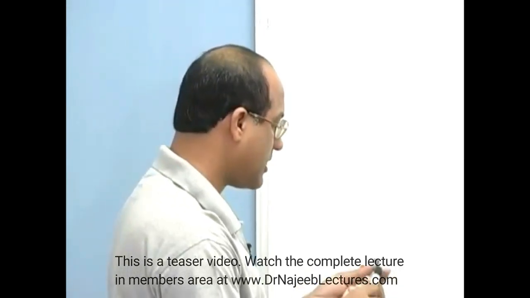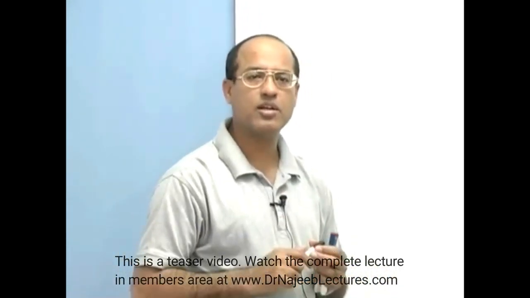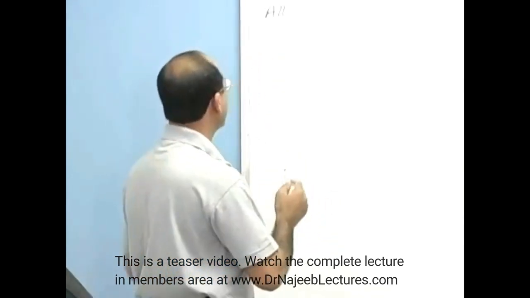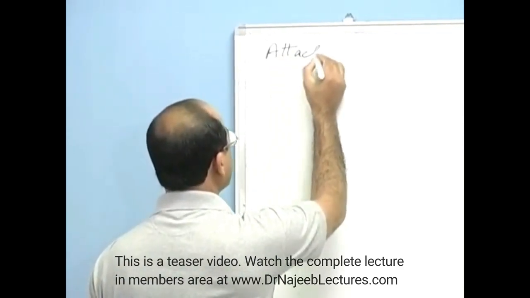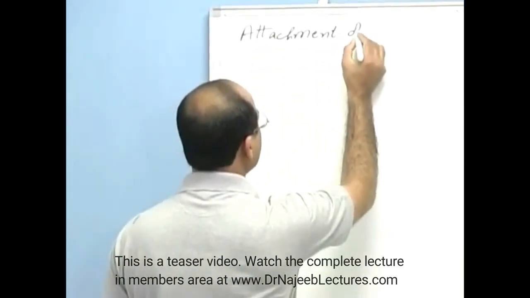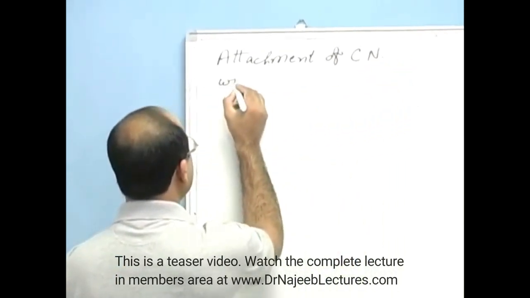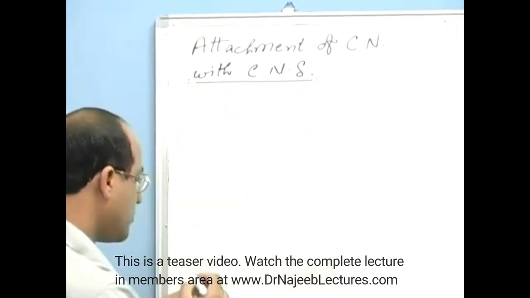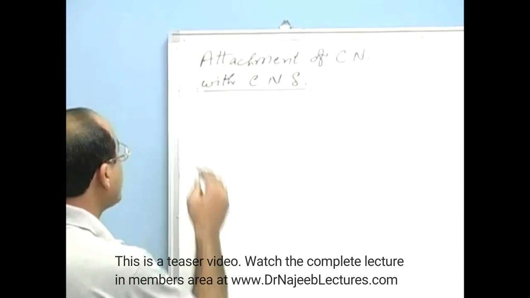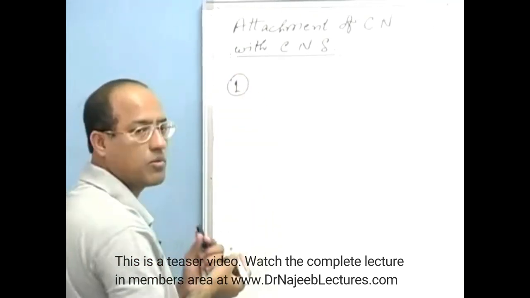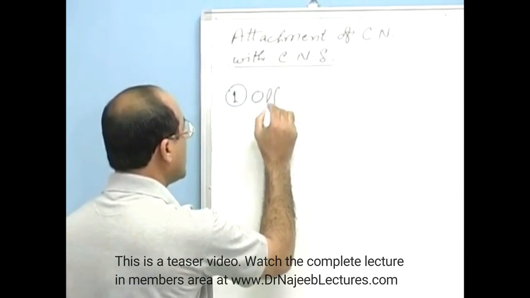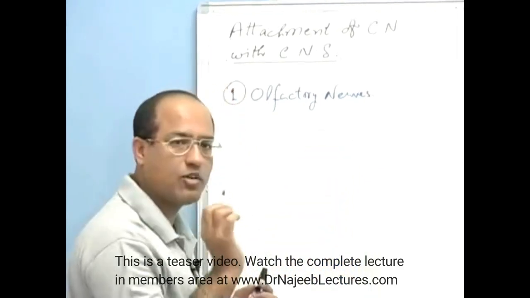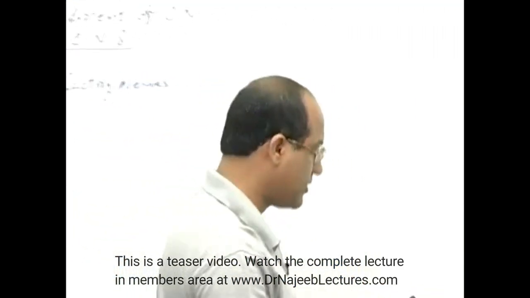Talking about the cranial nerves, first of all we will discuss what are the exact points with the central nervous system where cranial nerves are attached. So, attachment of cranial nerves with the central nervous system. Now first of all we will talk about olfactory nerves. We'll just talk about exactly where they are attached with the central nervous system.